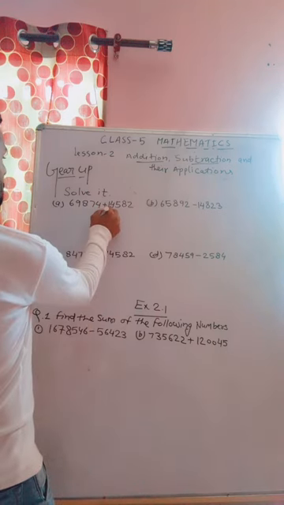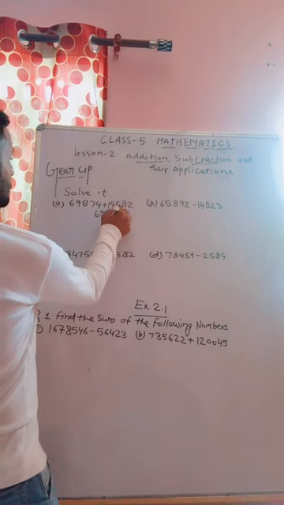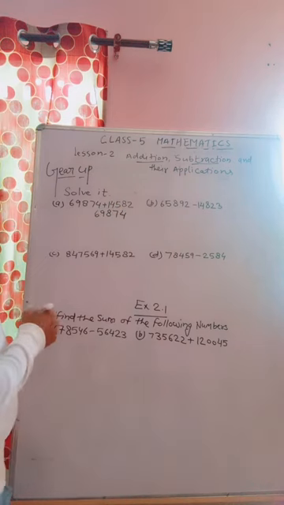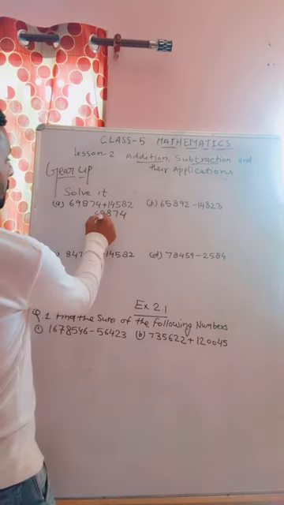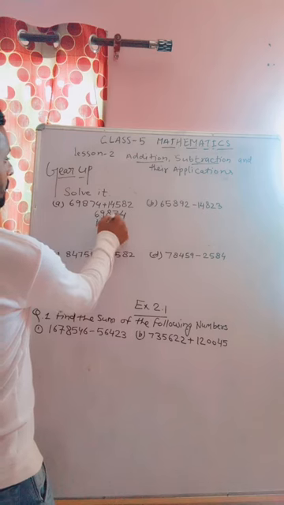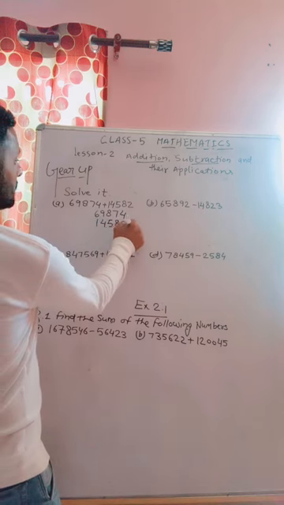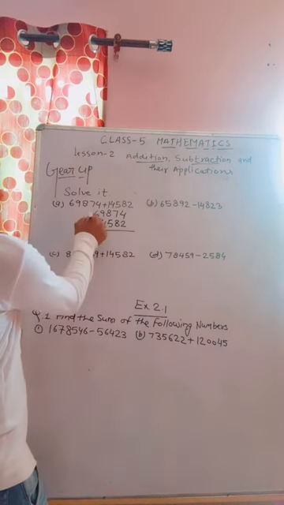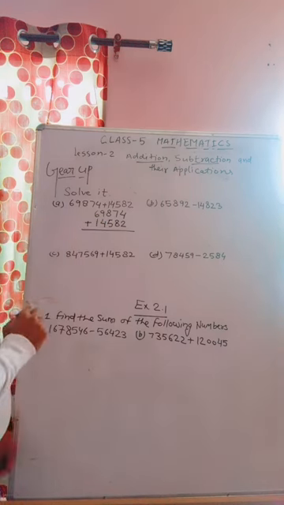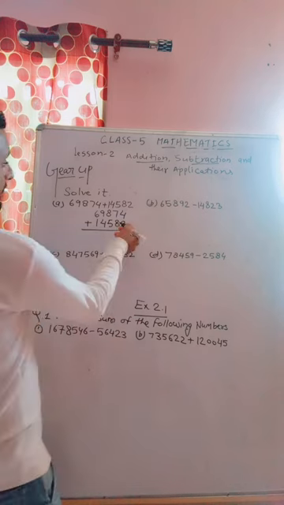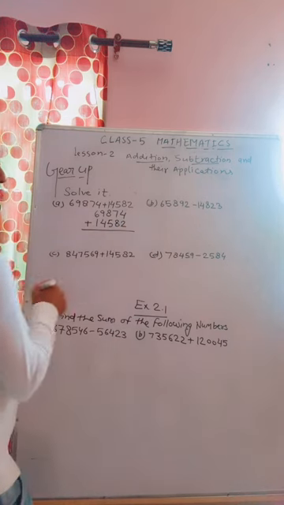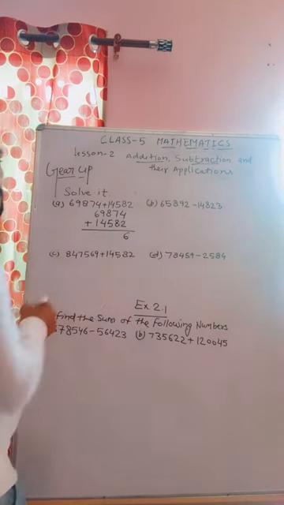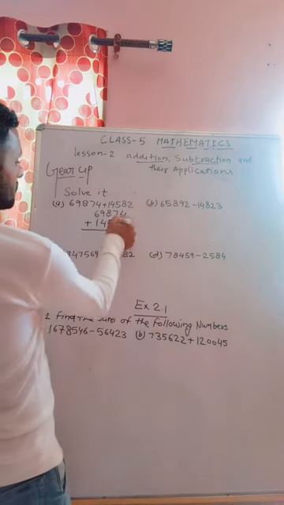First 69874. Second is 14582. What is given? The symbol is addition. Okay, you write here, and next you add. 4 and 2 is 6. Write here 6. And next no carry.